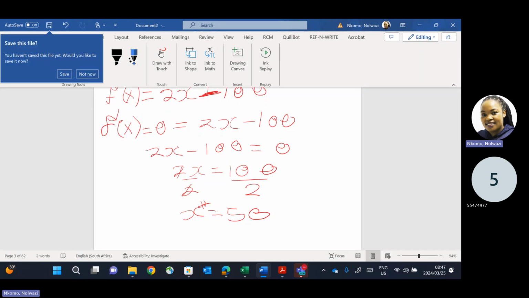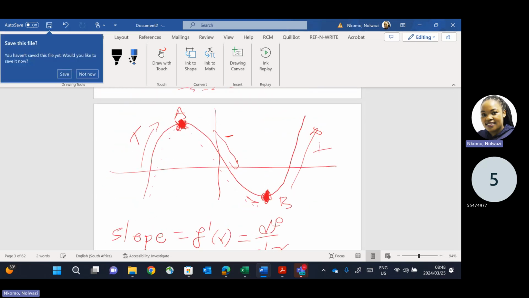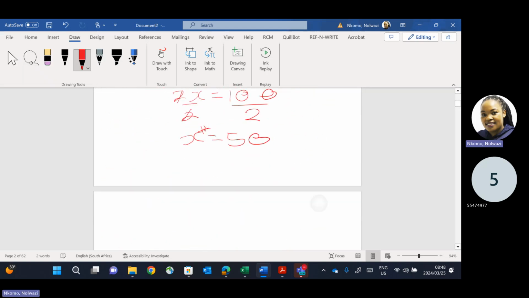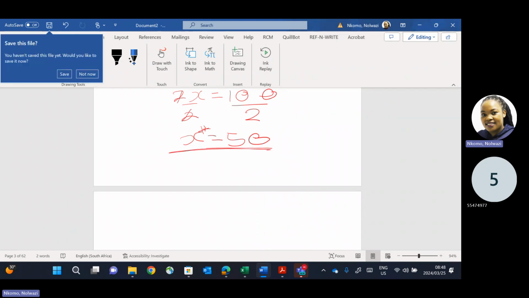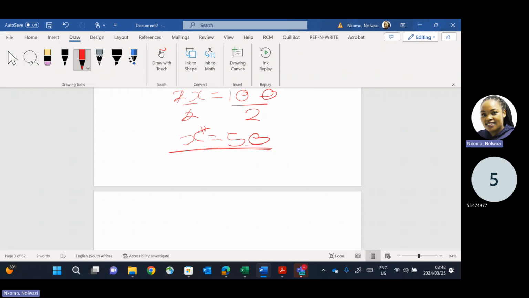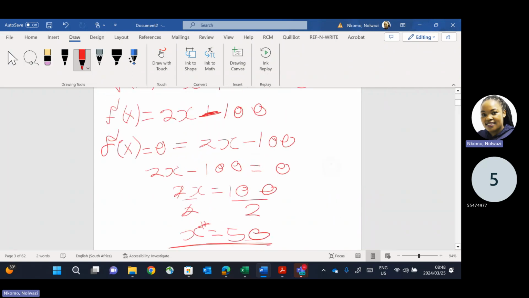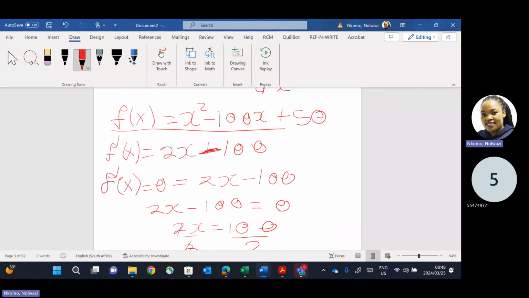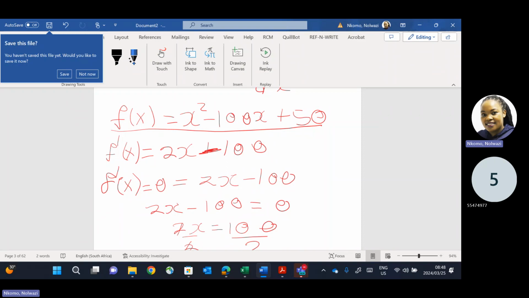This is the x value of the turning point. It's either this or this, between the two. If you're asked to find the x value, you can just leave it like that. But if you're asked to find the coordinates of the turning point, or the stationary point, the next step is to find the corresponding y value. To do that, you need to take this back to the original equation. This was the original equation, so where there is x, you need to substitute x with 50.